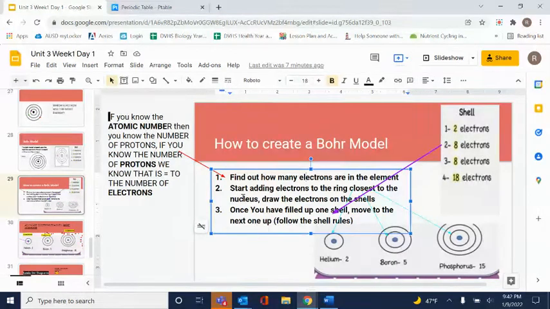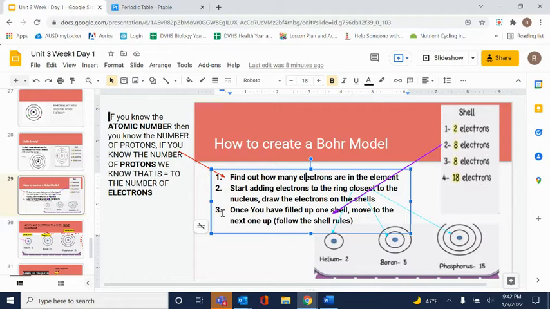Step 2, you're going to start adding electrons to the ring closest to the nucleus and draw the other electrons on each shell. Okay, I'll show you an example of that. And again, you're starting to put electrons on the ring closest to the nucleus. That would be the first ring for all 3 of these.